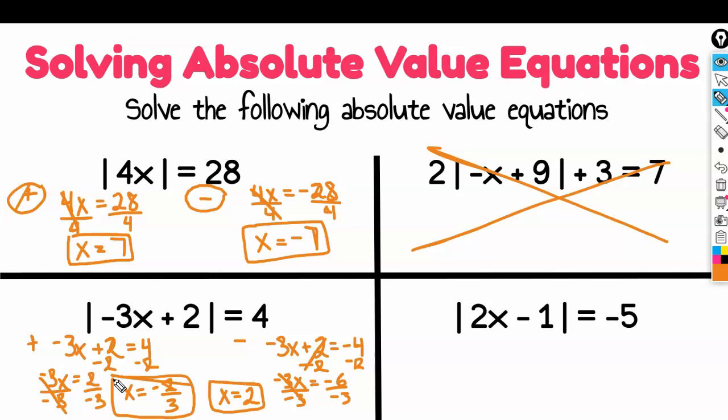And for my last example, absolute value of 2x minus 1 equals negative 5. Now, absolute value makes any number inside of it positive. So if absolute value can only turn stuff positive, an absolute value cannot equal a negative number. So this one actually has no solution because absolute value cannot equal a negative number.